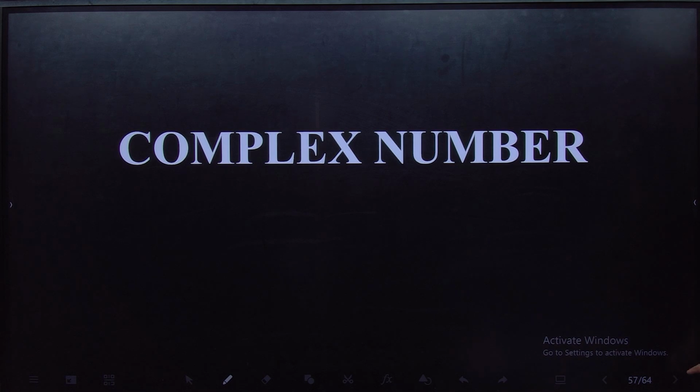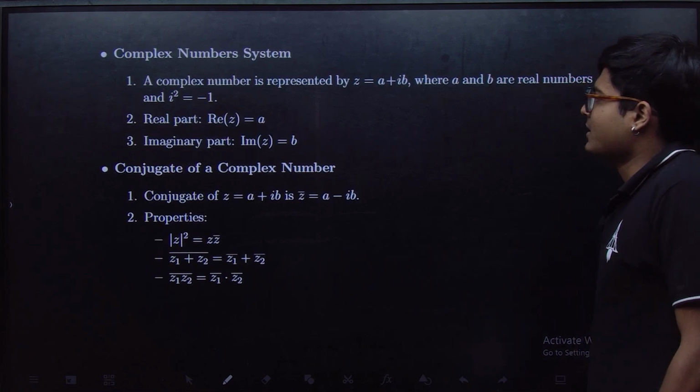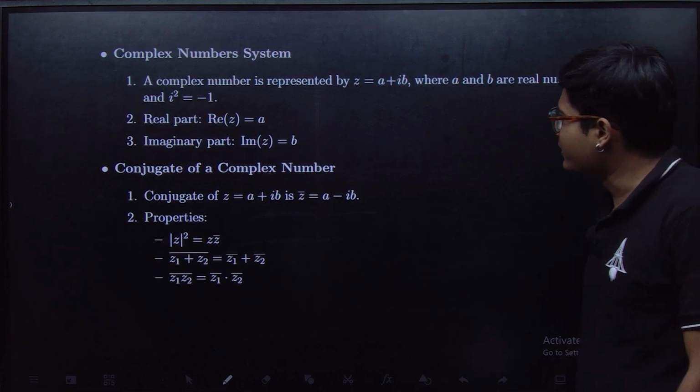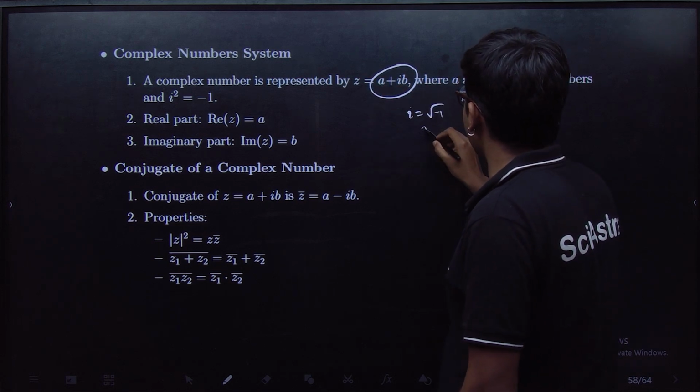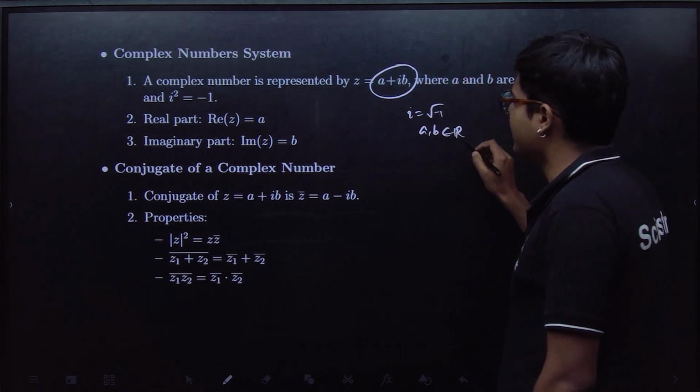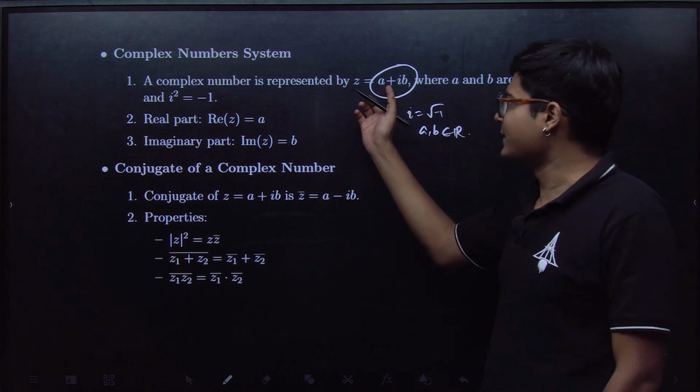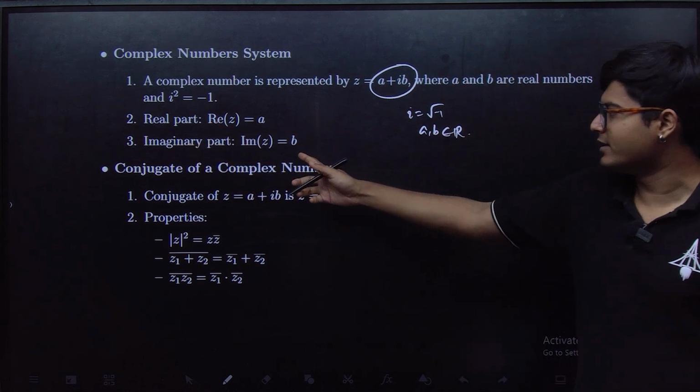Alright, so the next chapter is complex numbers, okay? So what is a complex number system? It's basically the set of all numbers that look like something of the form a plus iota b, where iota is defined as square root of minus 1 and a and b are individually real numbers, right? A is known as the real part, b is known as the imaginary part, right?